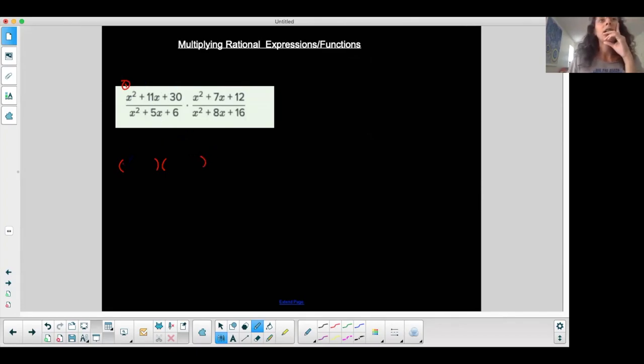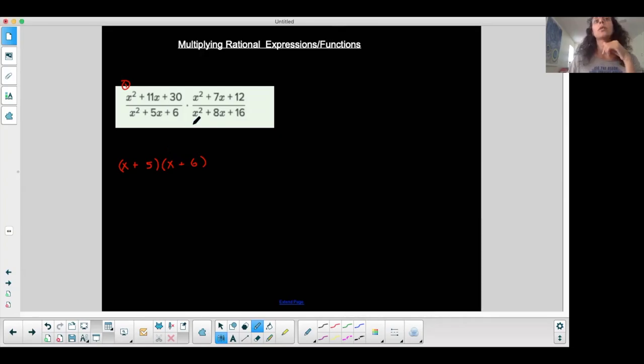Factored out, I get an x and an x. Give me factors of 30 that add to give me 10. How about a 5 and a 6? A plus and a plus, right? I could always multiply to verify that it's the same thing. Polynomial number 1 is done.